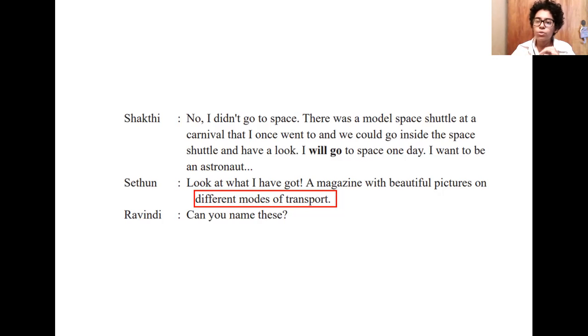We come to school in the bus or the van or the car or the bicycle or the bike. These are the types of transportation methods. And Ravindi asks, can you name these? So Ravindi is asking her friends whether they can name them. Can we name them? So let's see if we can do that ourselves, right?